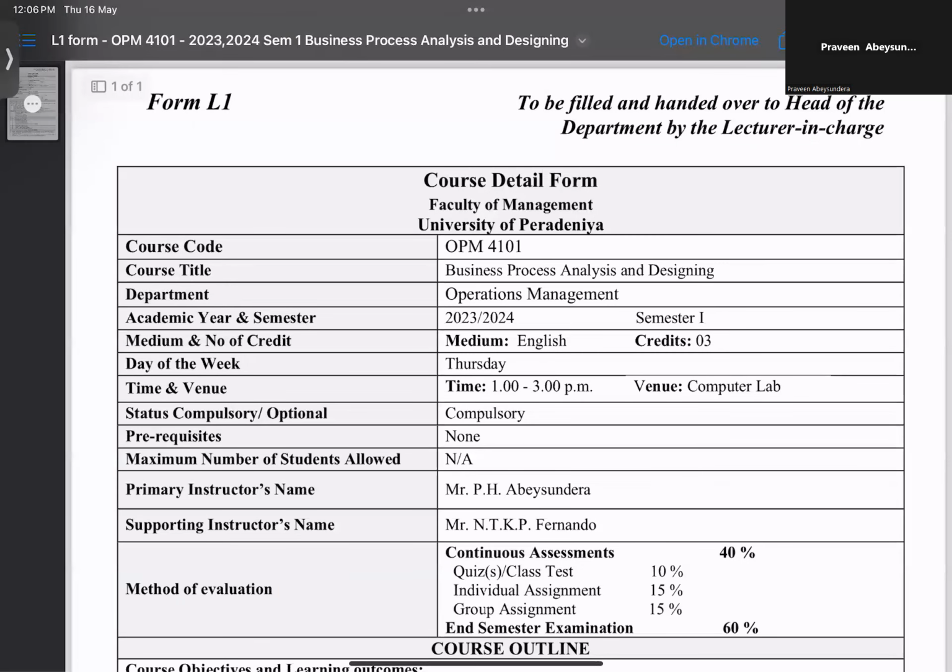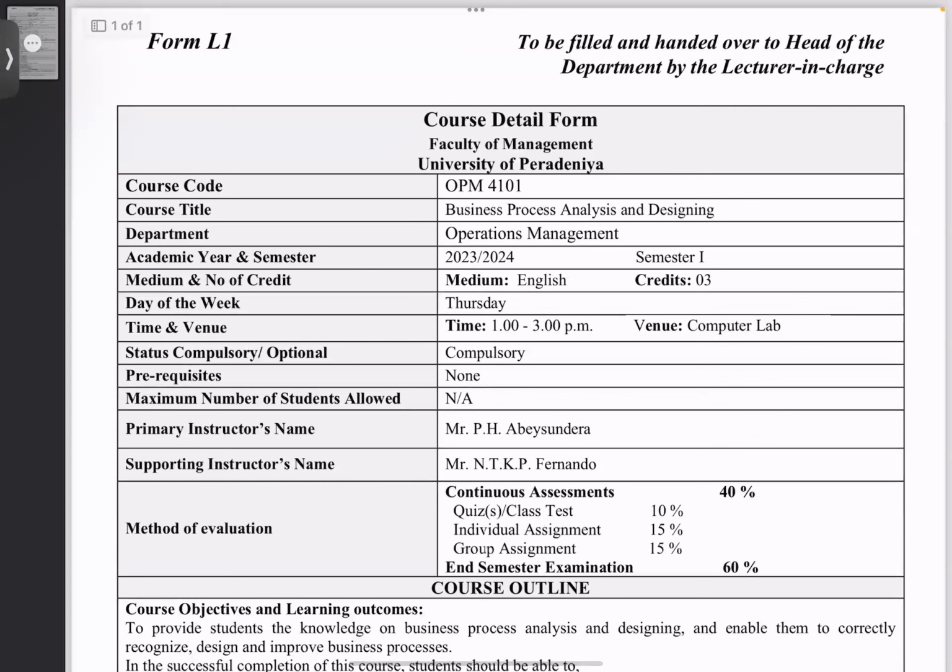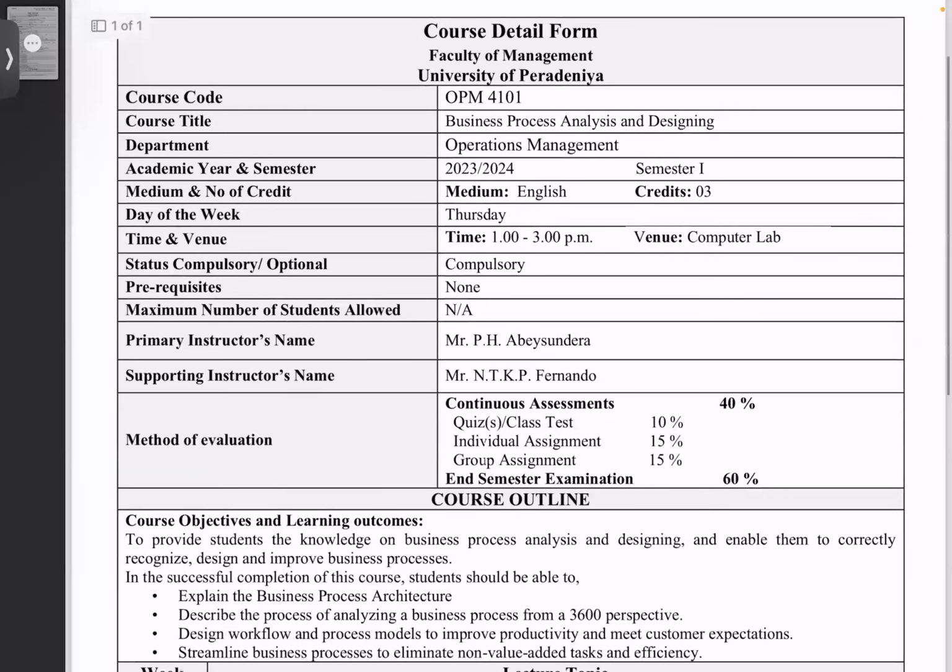Okay, so this is the L1 form that we're going to cover. Usually we have lectures on Thursdays from 1 to 3. If we are going online, we will conduct the lectures most probably from 12 to 2. It would be easier for you all and for us as well. If not, we will be having the lectures from 1 to 3. I will just let you know every day at what time we are going to have the lecture.